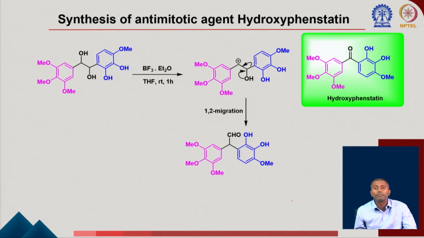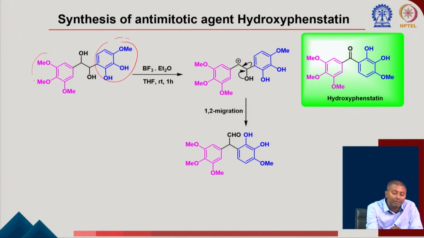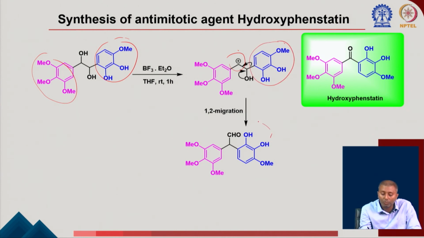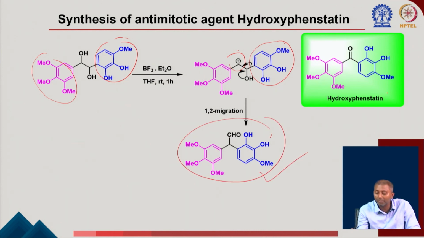And this is an example of an important molecule. Here you have a diol, with a phenyl on both sides bearing different methoxy groups, or one methoxy and one OH. In the presence of BF3 etherate, it can form this carbocation. Now a 1,2 migration is happening. You can clearly see this particular group participates in the 1,2 migration to form this particular product, and this can be further used to make important bioactive compounds.